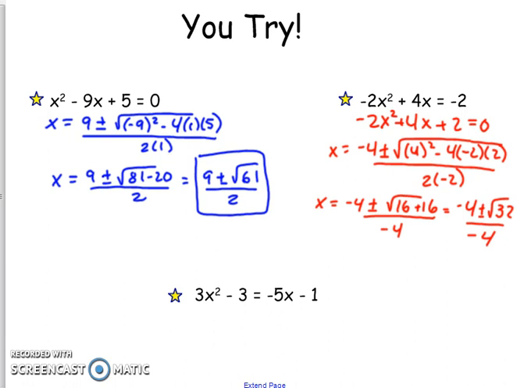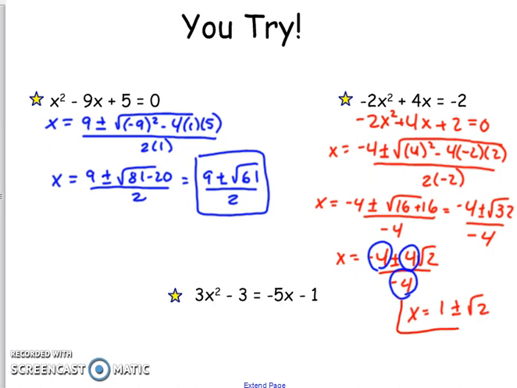32 can then be broken down. So x equals negative 4 plus or minus 4 radical 2 over negative 4. And then again, we can reduce all of these by a negative 4. So I'm going to divide this and this by negative 4. So I end up with x equals 1 plus or minus radical 2.